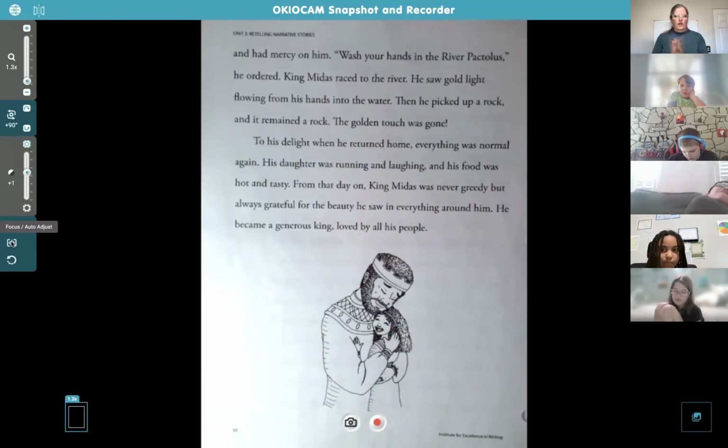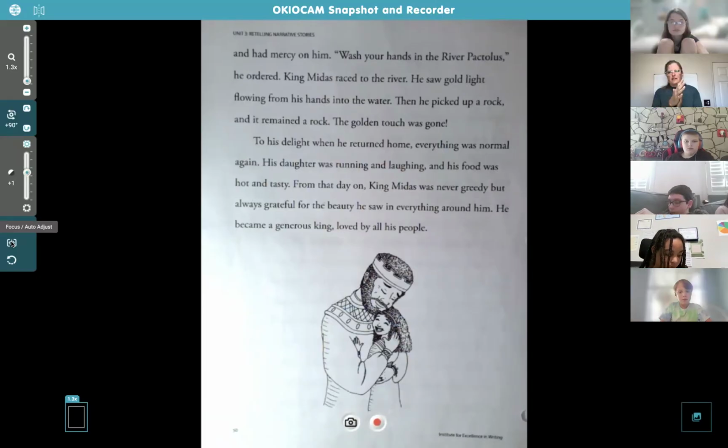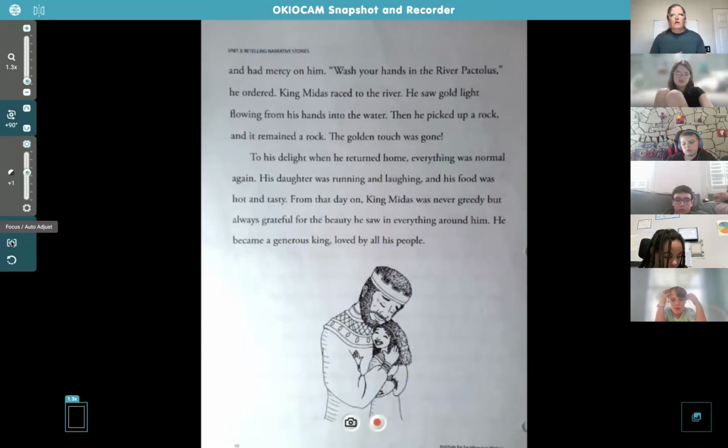Okay, there we go. So what can we learn from King Midas? Who wants to share what life lesson can we learn from King Midas? Yes, Declan. Don't be greedy. Sydney, do you have anything to add to that? And don't make wishes that could be dangerous. That's a good one. Maybe think ahead about it. Like, don't just do something crazy without thinking about it. Yeah, that could be dangerous.